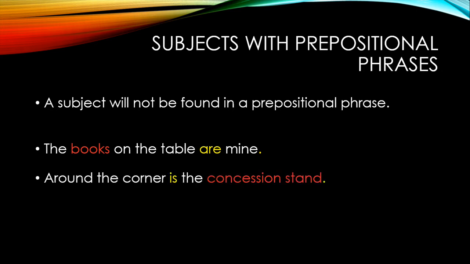Now this one is even trickier because we start our sentence with a prepositional phrase, around the corner. Well, none of those words can be the subject because a subject cannot be in a prepositional phrase. Our verb is. Well, what is around the corner? The concession stand. So concession stand, that's a compound noun because it's two words that make up one noun, is our subject here.